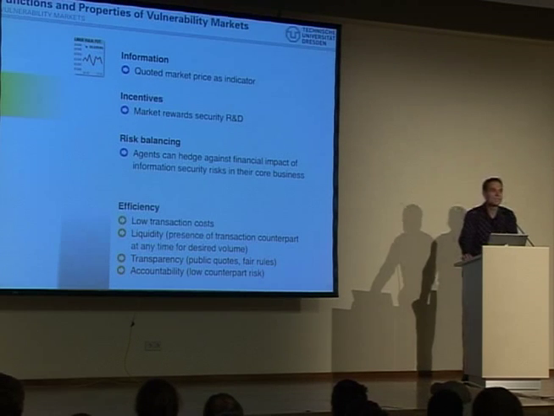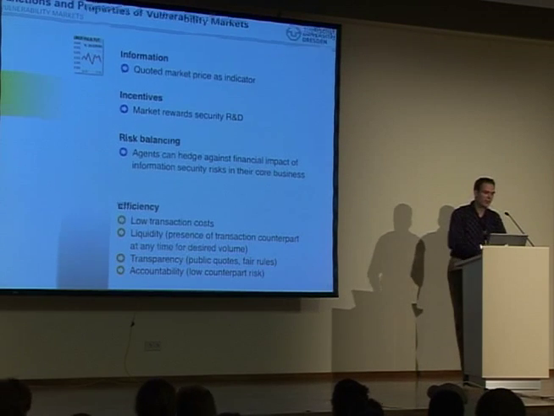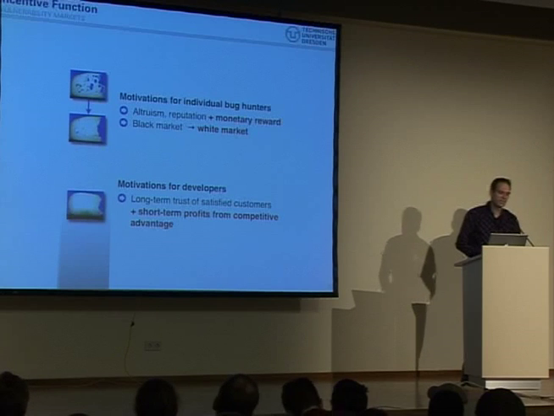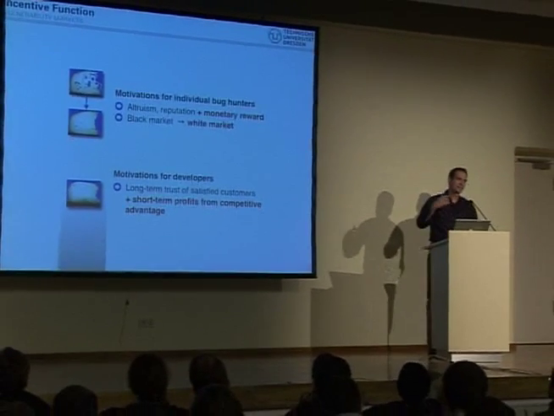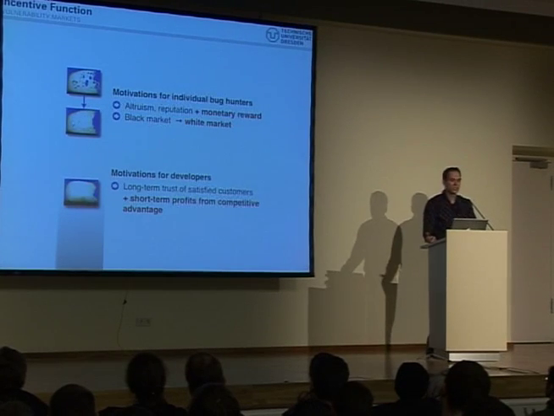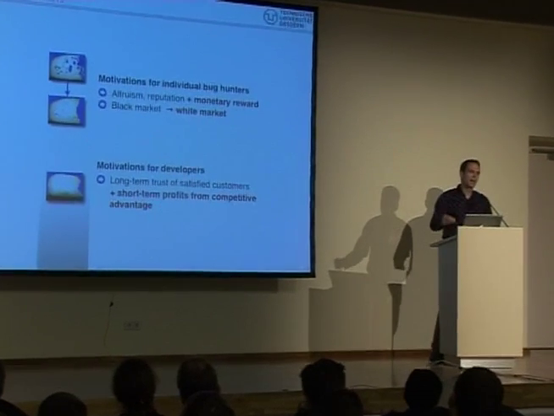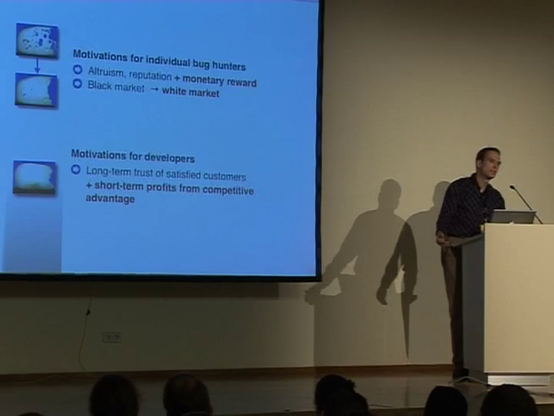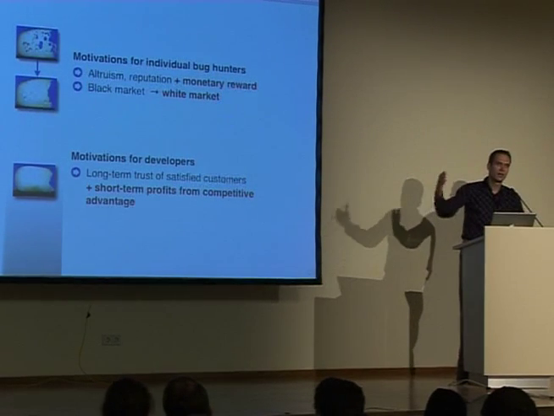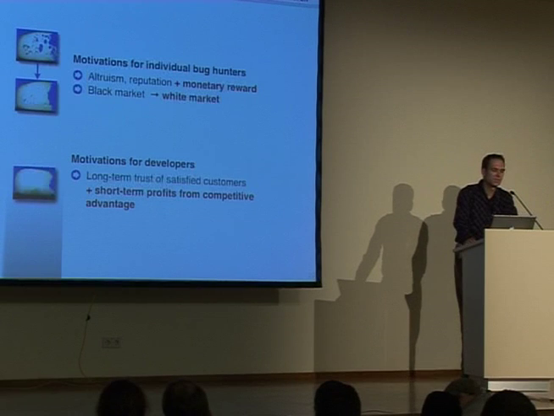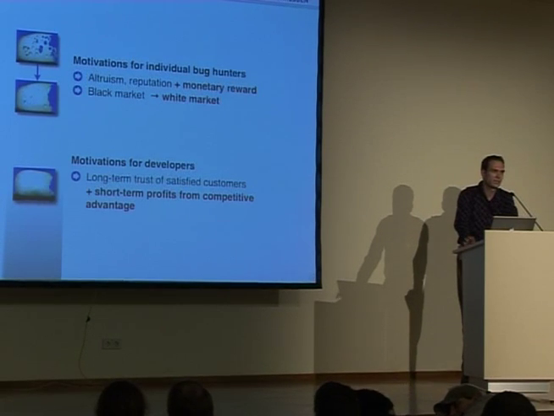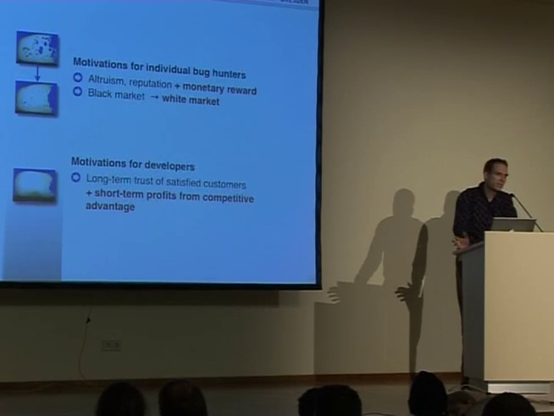The next function is the incentive function. Now here we go back to the Swiss cheese. We have to study two types of motivations. The first is, does the market create motivation for individuals to hunt bugs, to find bugs, and to report them? Already today, a lot of bugs are reported in their respective media and mailing lists and so on. But what are the incentives?